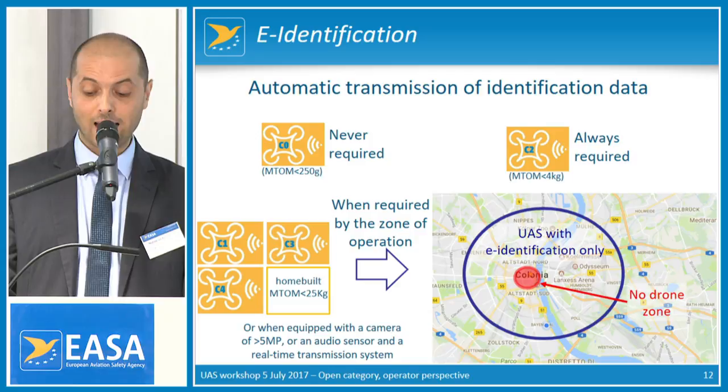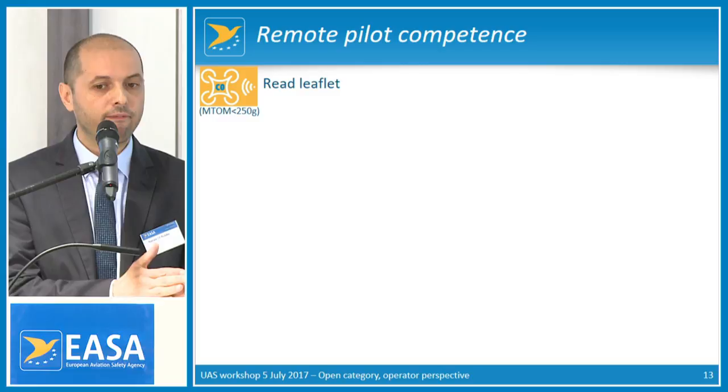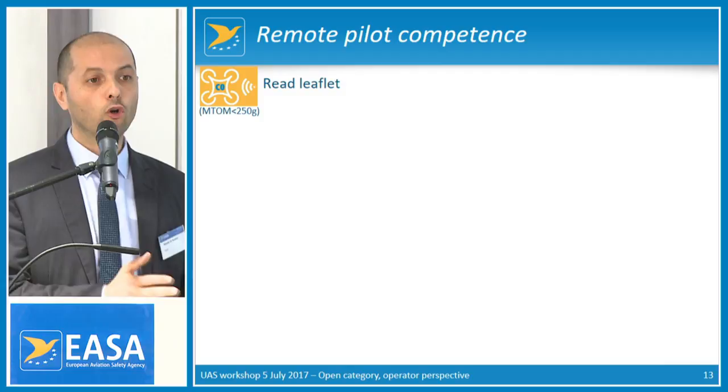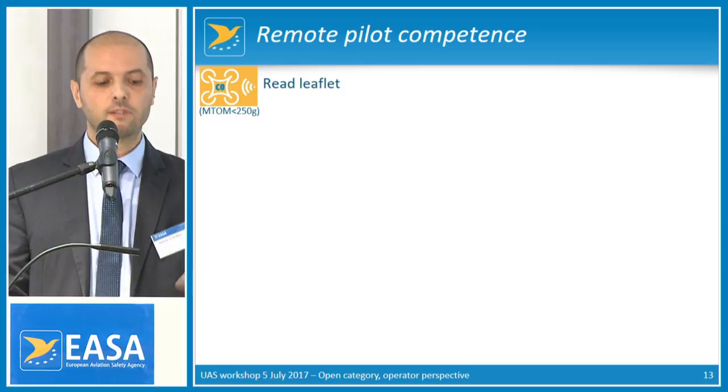Okay, now next is the remote pilot competence. Also here we have a gradual approach. In case of the C0, the very small ones, we also have toys that will be included in the C0. So the target is, in some cases, also very young people. So reading the leaflet will be enough. The leaflet that you find in the box will be enough.